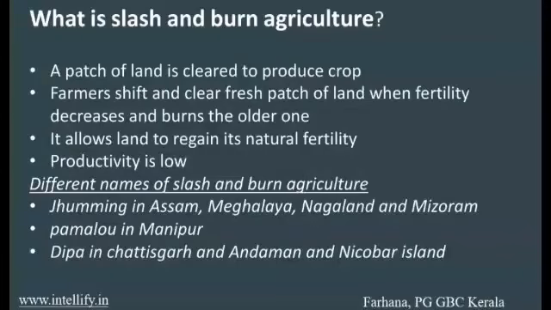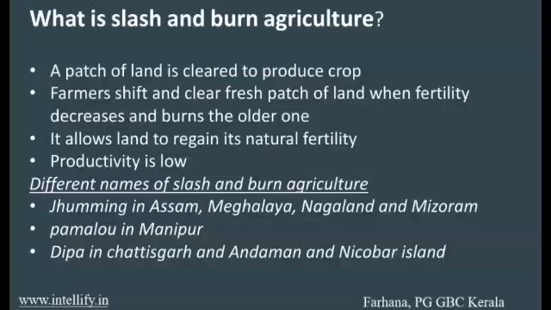In the previous slide, we came to know about slash and burn agriculture. Here we can look at what is slash and burn agriculture. In this method, farmers clear a land to produce crop. After harvesting, naturally the fertility of soil decreases. And what do the farmers do? They shift from there and find new land and clear fresh patches of land. And they also burn the older land. The ashes of plants make the land more fertile. That is, it allows land to regain its natural fertility.